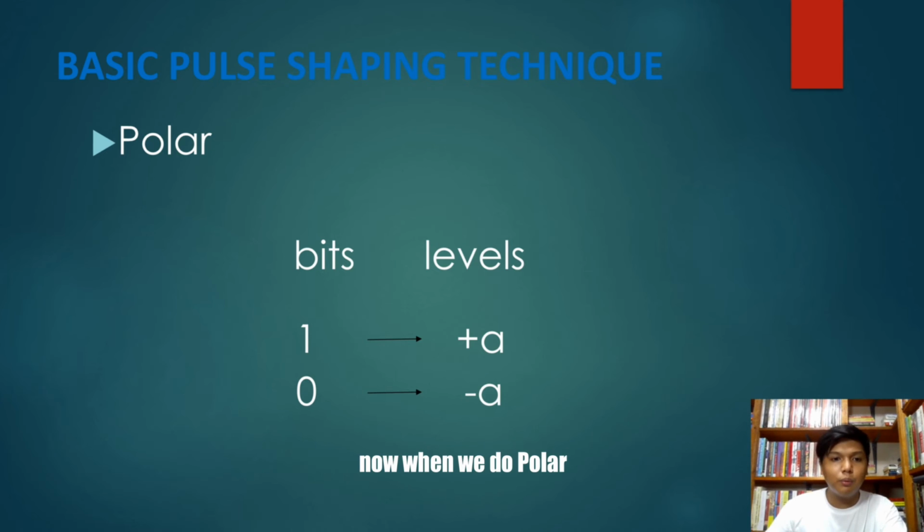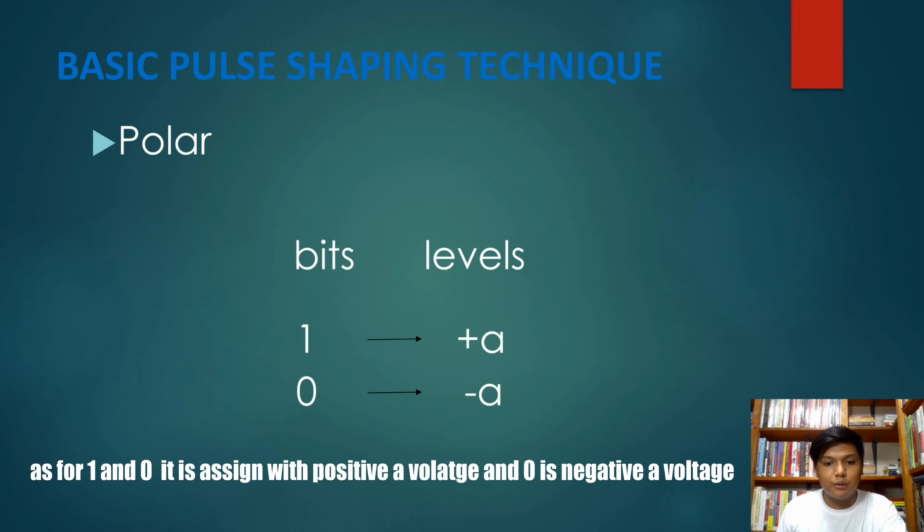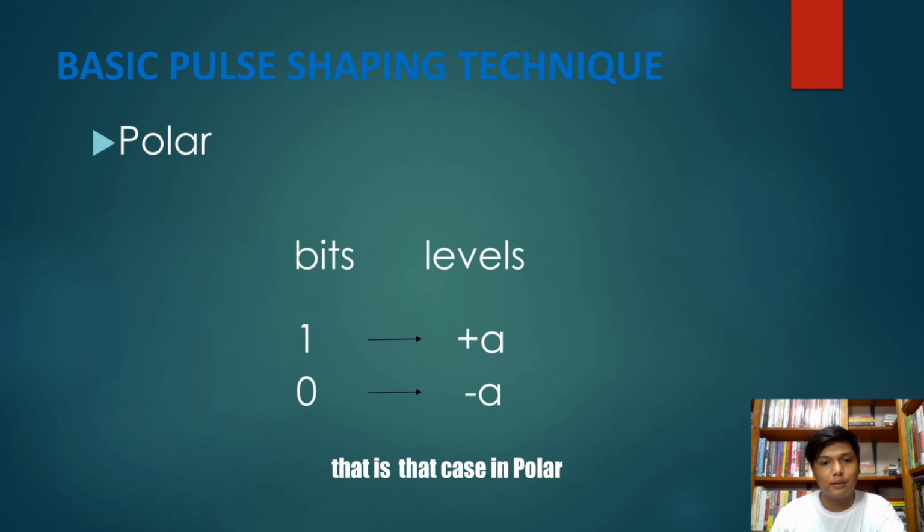Now, when we do polar, we assign bits voltage levels where 1 is assigned a positive voltage and 0 is assigned a negative voltage. This is the case in polar.